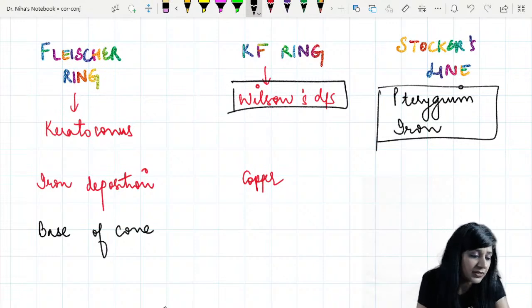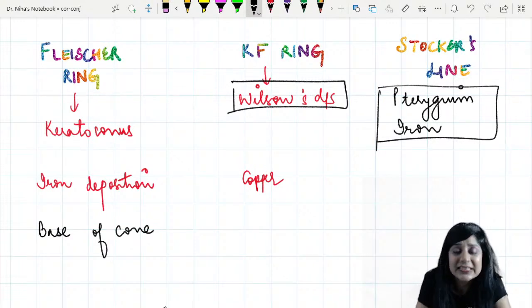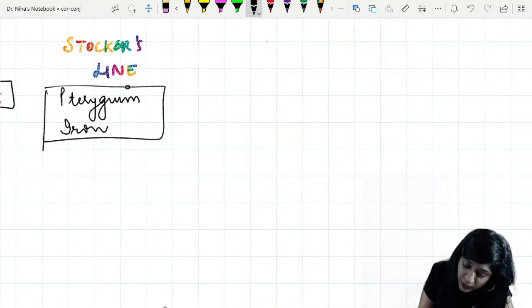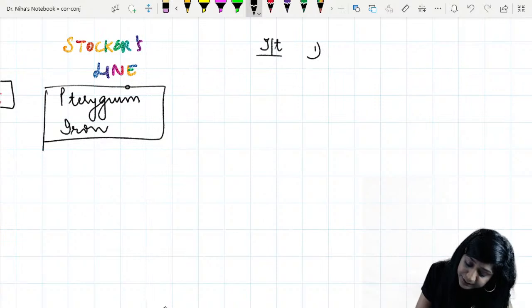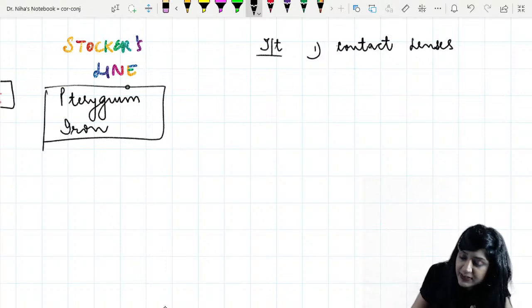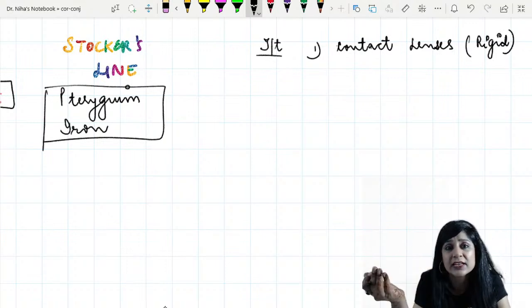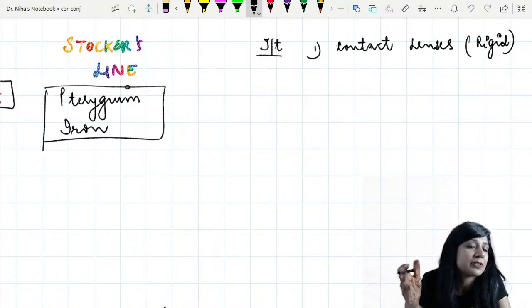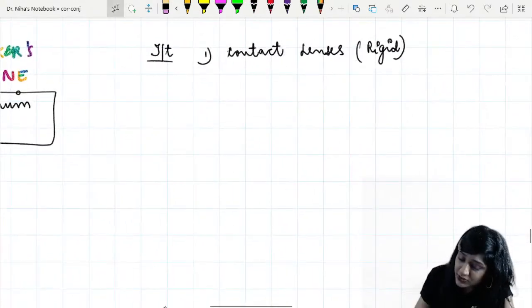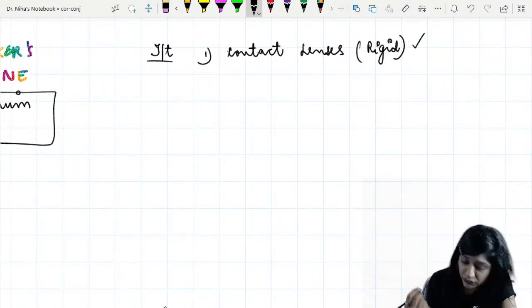So treatment. How can we treat keratoconus? In treatment we can give contact lenses. Which type of contact lenses? Usually it is the rigid contact lenses. We have got the hard contact lenses also, soft contact lenses, and in between we have semi-soft or the rigid. So it is the rigid contact lenses usually which are the treatment of choice.